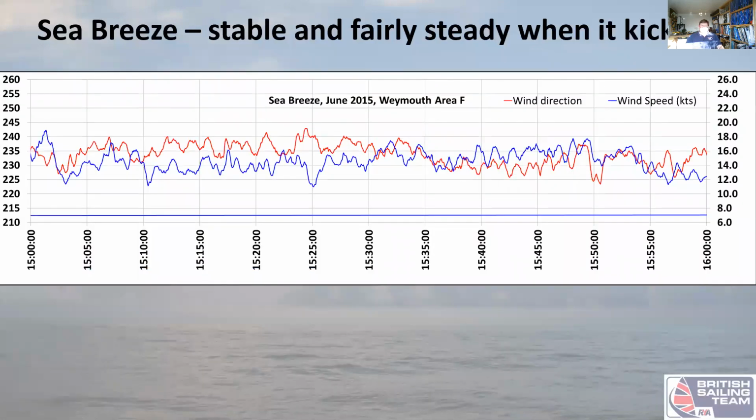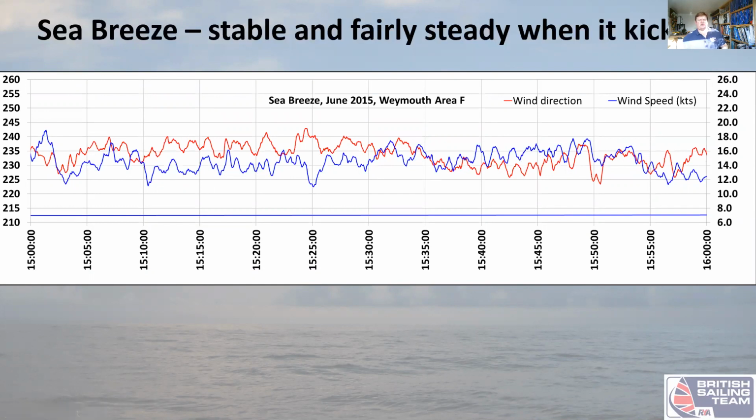And this is probably the nicest example of a stable and a steady sea breeze I've got. This is from Weymouth back in 2015. The red is the wind direction, and you can see that it's only going left and right by about 5 degrees. It's wonderful. And the blue is the wind speed, and on a mean wind speed of about 14, 15 knots, you've got a gust to lull difference of maybe 2 to 3 knots. That's about as good as it gets.